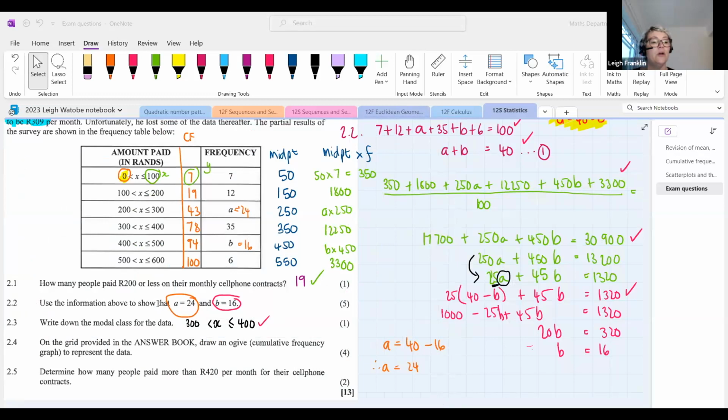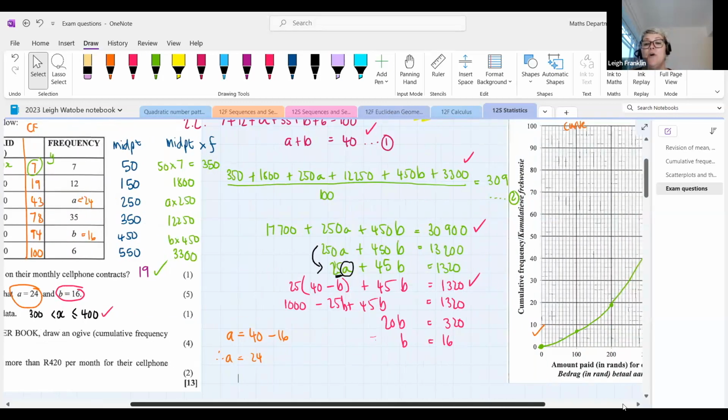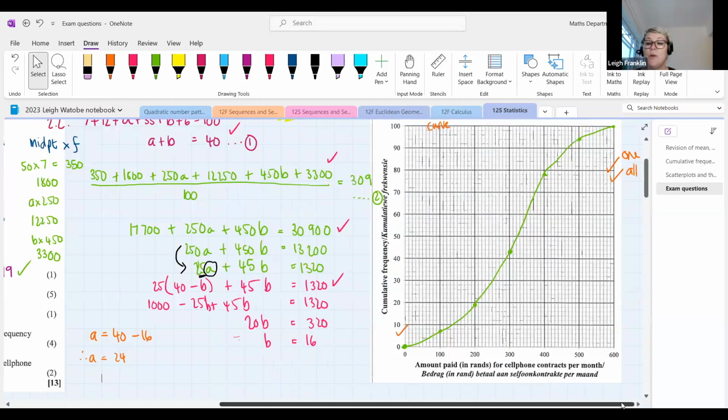Okay, good. We are now on to question 2.5. A very common question after we have plotted our cumulative frequency curve is that they ask us to interpret information based off of that. So now the question says, determine how many people paid more than 420 Rand per month for their cell phone contract.